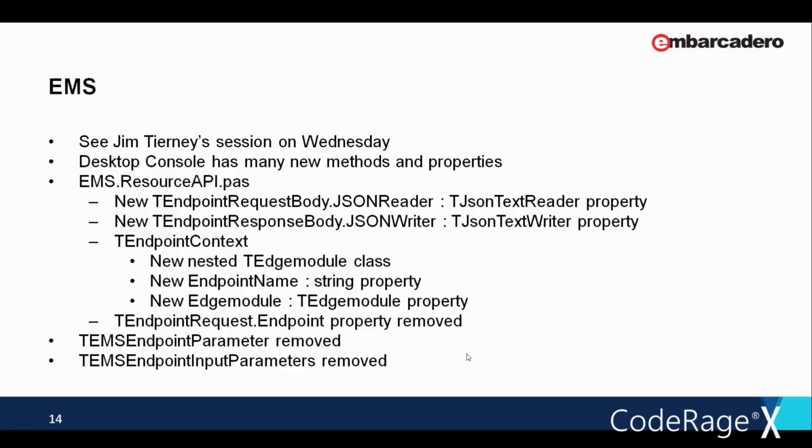Under the EMS resource API unit, there is a new JSON text reader property under the TEndpointRequest body JSON reader. There's the new TEndpointResponse body JSON writer. These are new JSON components that I'll cover in a little while. And also EndpointContext has a new EdgeModule class, a nested class, and there's EndpointName and a new EdgeModule property under the EndpointContext. And correspondingly, the EndpointRequest Endpoint property has been removed.